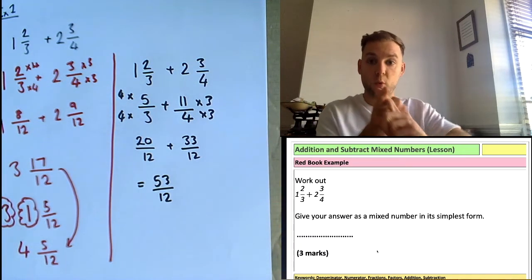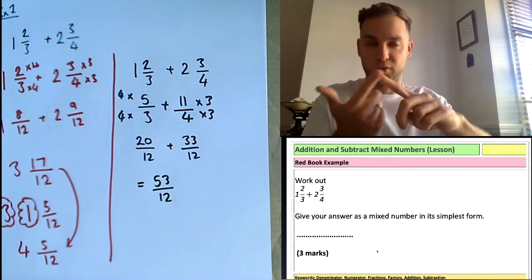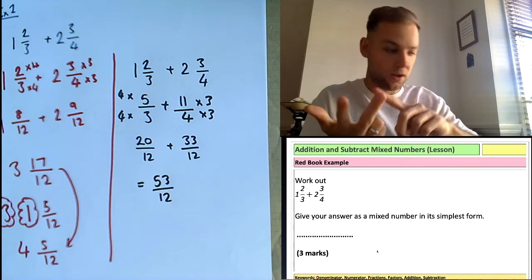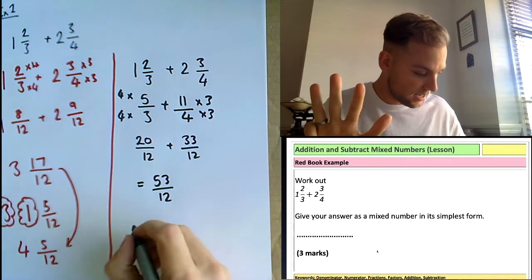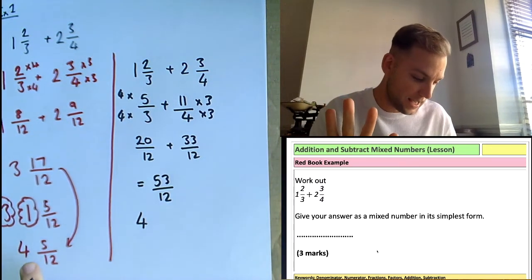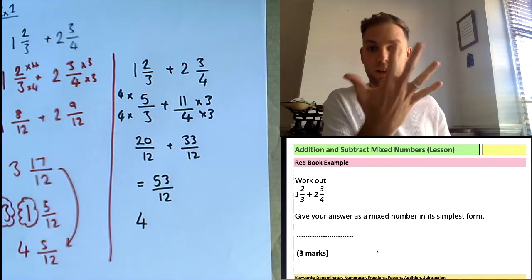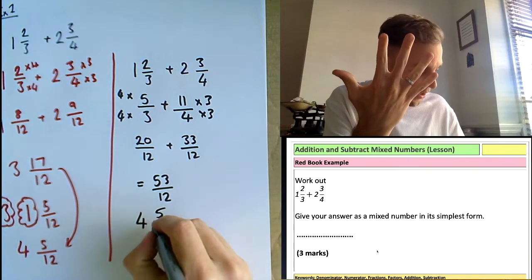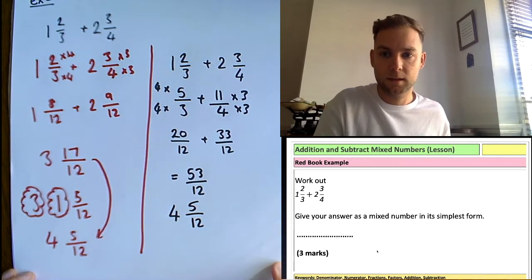So it's going to be 12, 24, 36, 48, so it goes in 4 times, very similar to this. And from 48, what's left over? Well, 48, 49, 50, 51, 52, 53. So I've got 5 left over, so 5 over 12. It's exactly the same as what I had here, okay? So that's that question done.